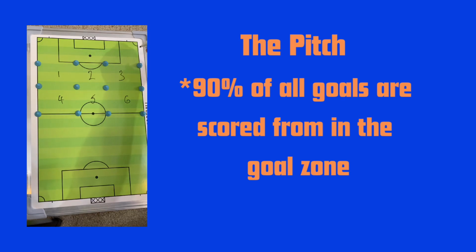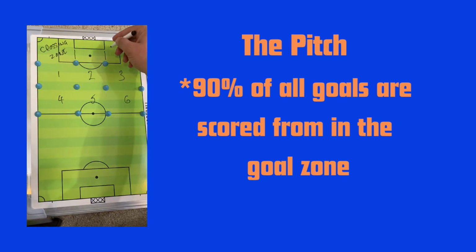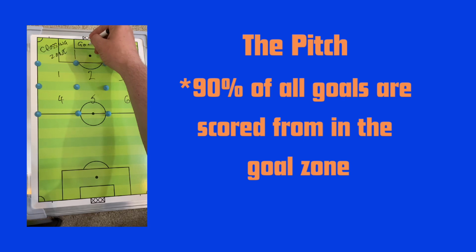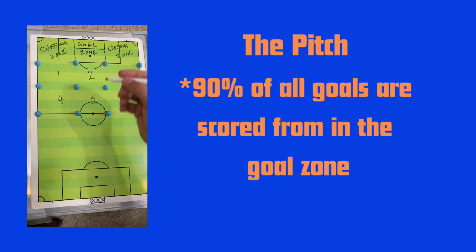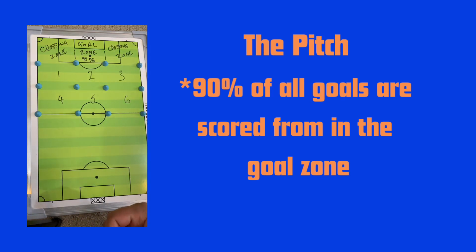So how do we split this final third up? Put a line there, a line there. So here, when we're attacking, is a crossing zone. Same on the other side. And then here is the key zone. That's the goal zone. Research shows, and this is FA research, not mine, 90% of all goals in all levels of football are scored from within the goal zone.